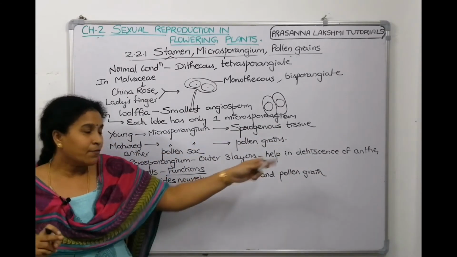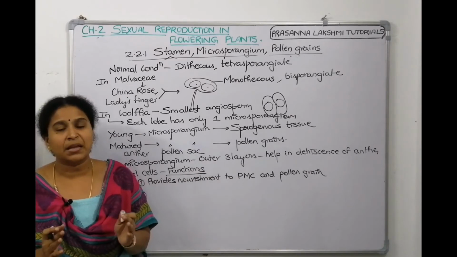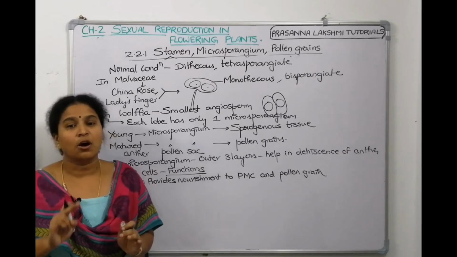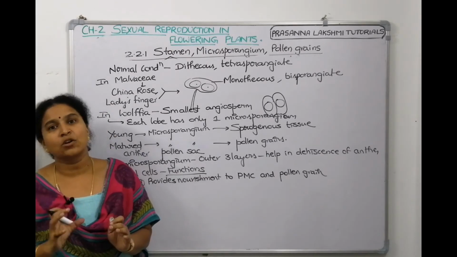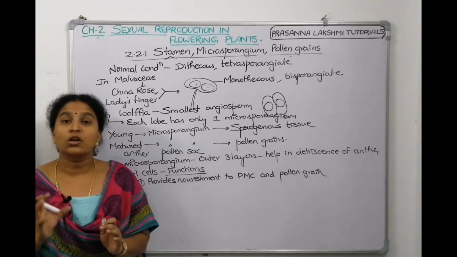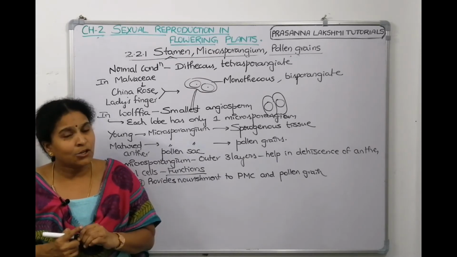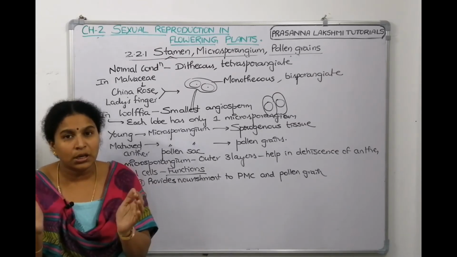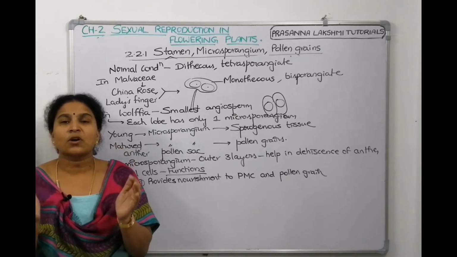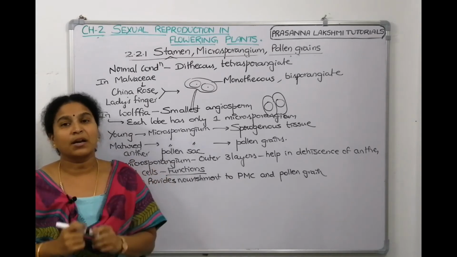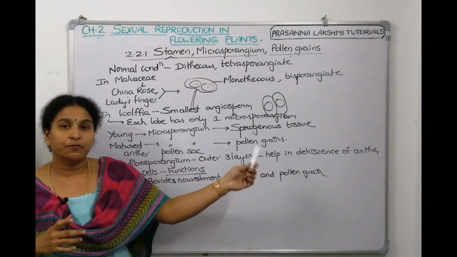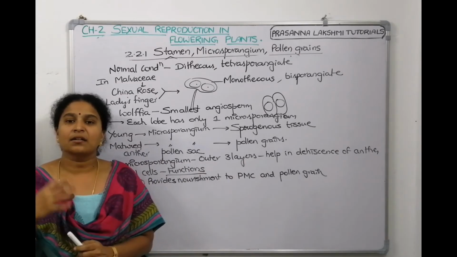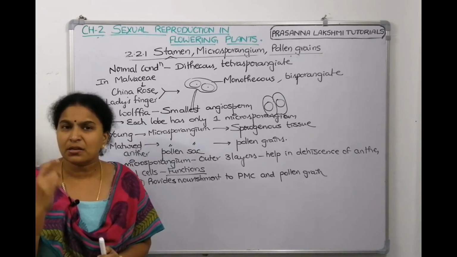Again, the outer 3 walls are dehydrating and breaking. The tapetal cell also should dissolve. When the tapetal cell is getting dissolved, it produces lipid-rich granules, which are called Ubis bodies. These Ubis bodies are rich in lipid and carotenoids. Then they will make the outer coating of the pollen grain, which is called exine. It makes that Sporopollenin material. At the time of dehiscence, when the tapetal cells are degenerating, they produce lipid-rich Ubis granules.